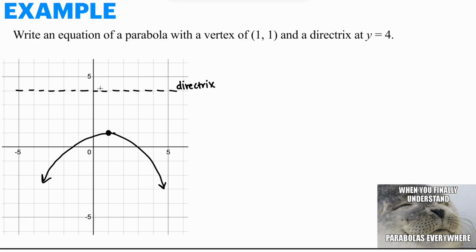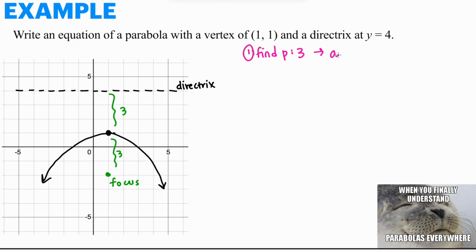Now, the distance from my directrix to my vertex is 3. Going from 1 up to 4 is 3, which means my focus is in the opposite direction. So I know that this is my focus. We didn't necessarily need it, but it's just good to know where the focus is. So we are now going to write the equation. First, we have to find P. That is the distance from the directrix to the vertex, and so we know that P is 3.